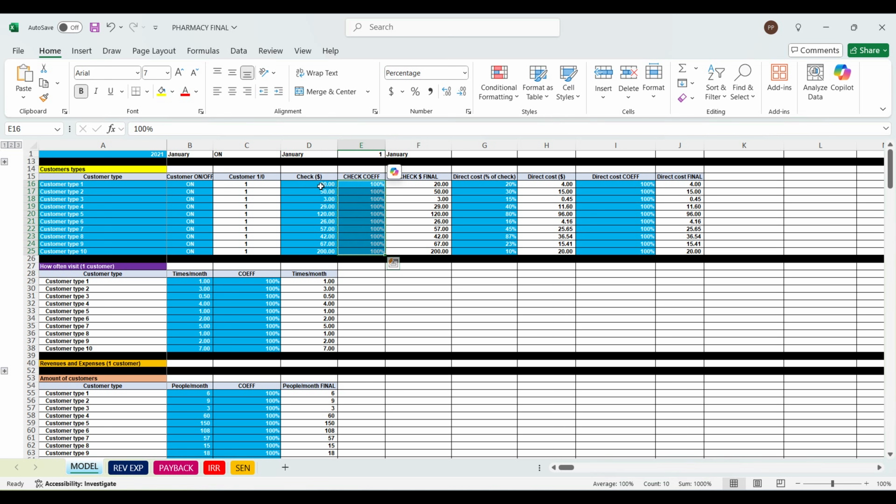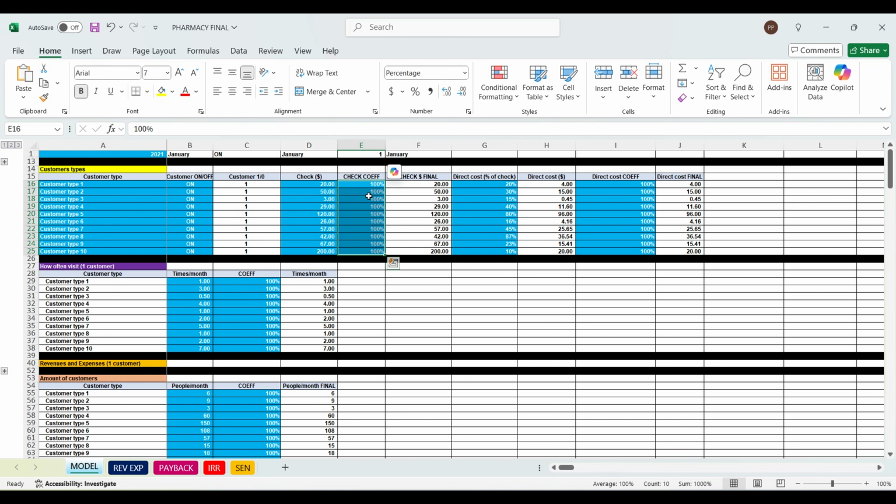So we can specify the value of the average check for each type of customer, and here we can increase this average check. This will be the final value of the check, and this is the coefficient that we'll be using together with it. This column will be useful again when you will be building the stress tests and different scenarios.